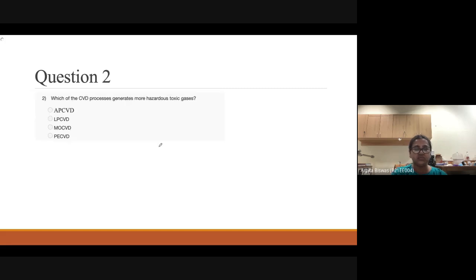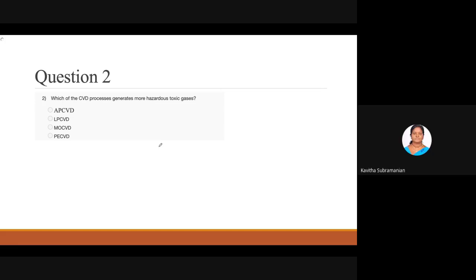So next, moving toward question number two. Which of the CVD processes generates more hazardous toxic gases? The first one is APCVD, the second one is LPCVD, the third one is MOCVD, and the fourth one is PECVD. So which one is the right answer? Fourth one, ma'am. Is it the fourth one?